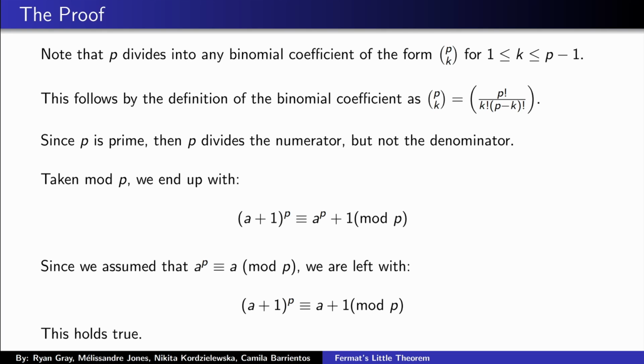When taken mod p, we lose the middle terms of the previous binomial expansion and we end up with (a+1)^p is congruent to a^p plus 1 mod p. And since we assumed that a^p is congruent to a mod p, we are left with (a+1)^p is congruent to a+1 mod p, which is what we were trying to achieve. Therefore, this holds true.